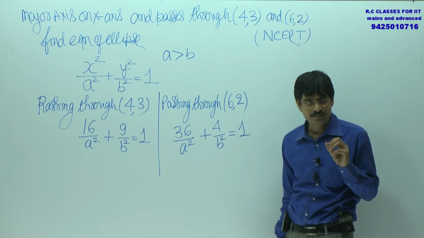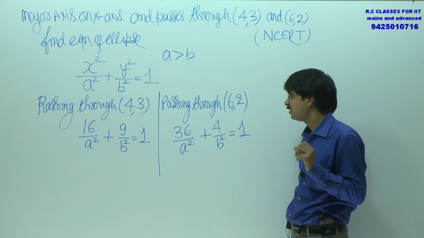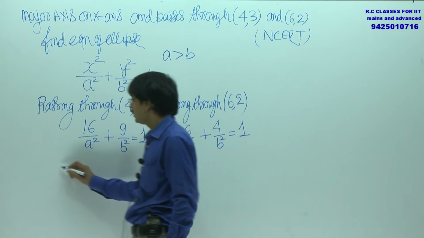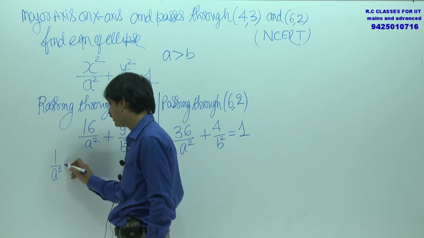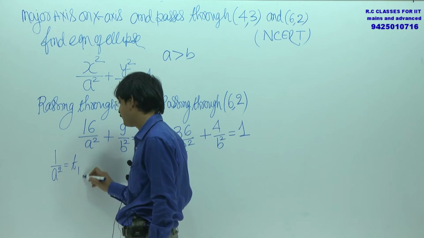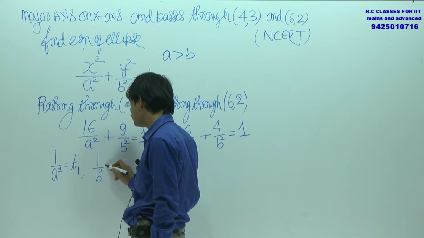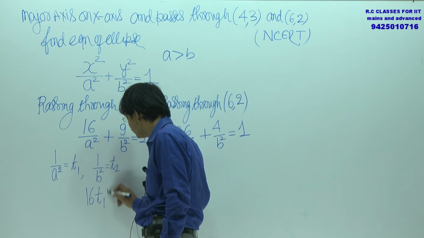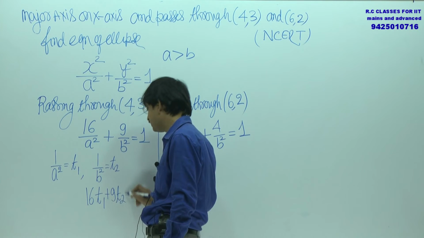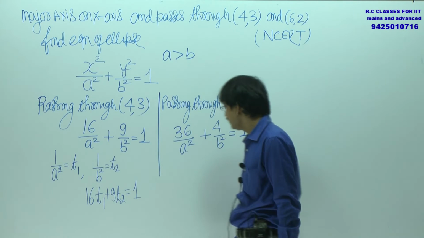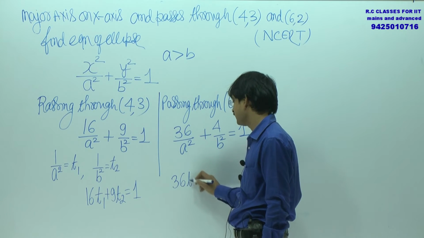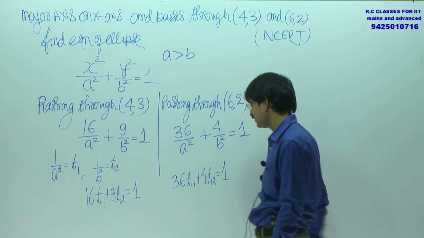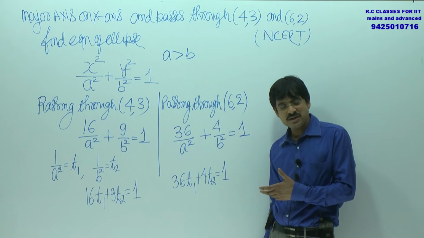बोले सर कैसे किया जाए? देखो एक idea ये है, if you take 1 by a square as some t1 and 1 by b square is equal to some t2, right? You will be getting 16 t1 plus 9 t2 equals 1, fine, and 36 t1 plus 4 t2 equals 1. You are getting two linear equations in terms of t1 and t2.